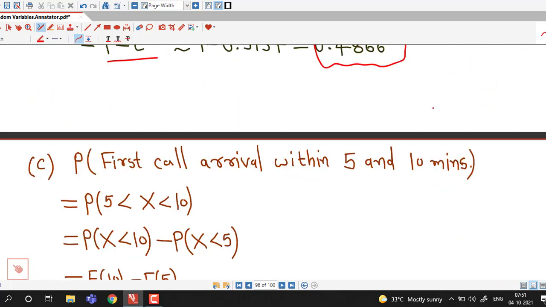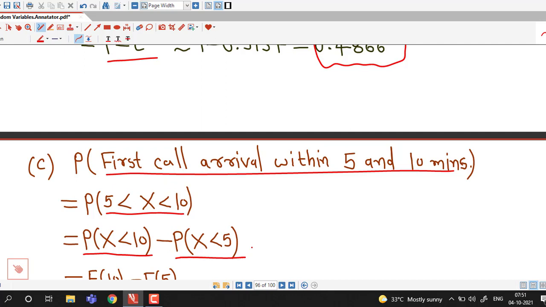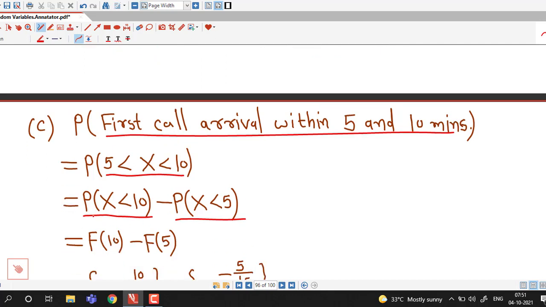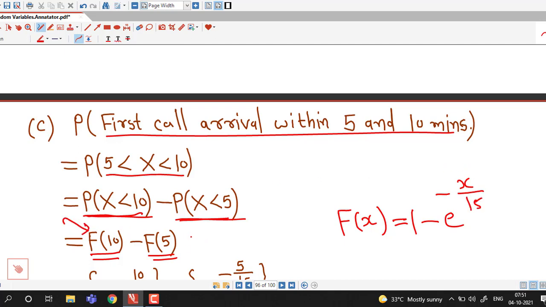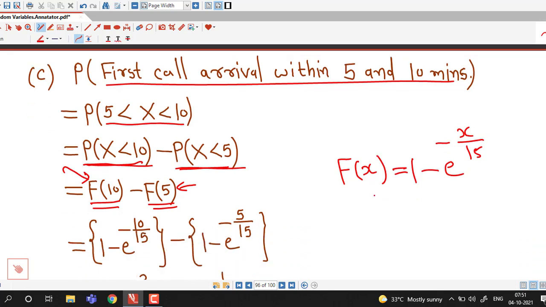So in part C, probability of first call arrival within 5 and 10 minutes is equal to probability that X lies between 5 and 10, and this we can rewrite as probability that X is less than 10 minus probability that X is less than 5. This is nothing but value of CDF at 10 minus value of CDF at 5, and our CDF in this example is 1 minus e raised to minus x by 15. So to find this we put x equal to 10, and for this we put x equal to 5.